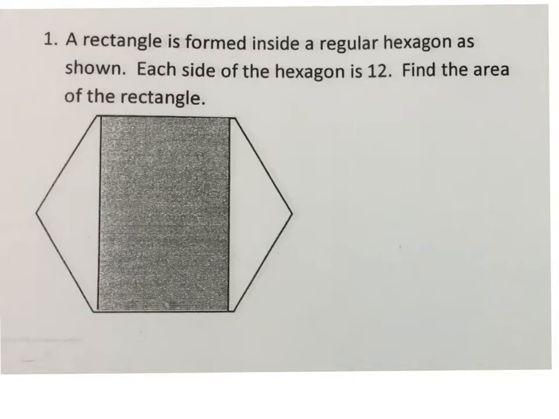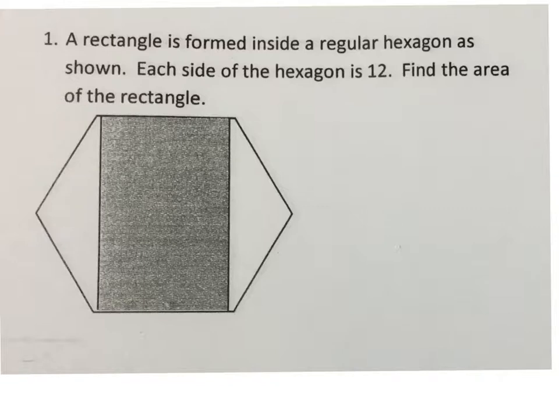So if we're trying to find the area of the shaded rectangle, we're going to first find the area of the entire hexagon with a side length of 12, and then we're going to subtract off each of these two triangles, and that will give us the area for the rectangle.